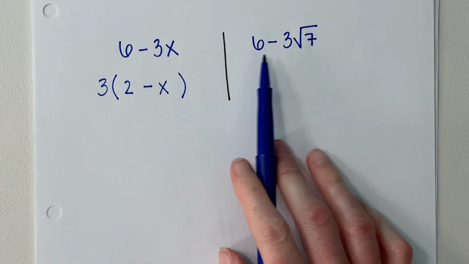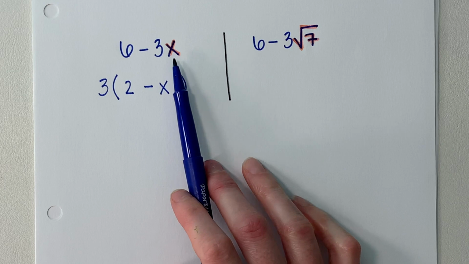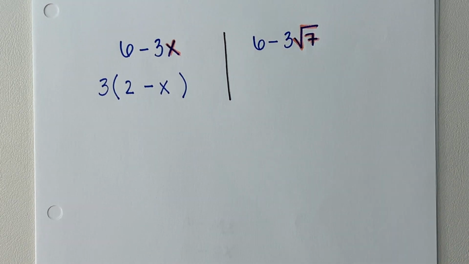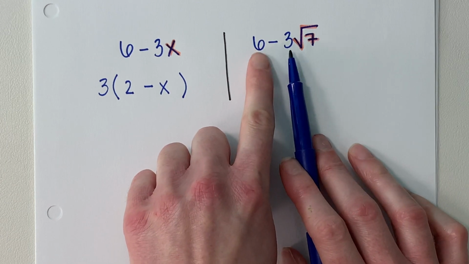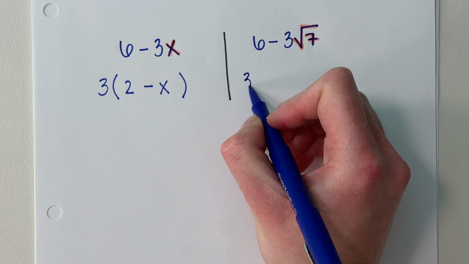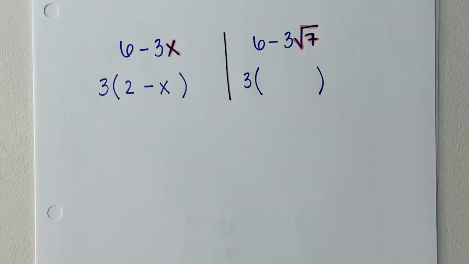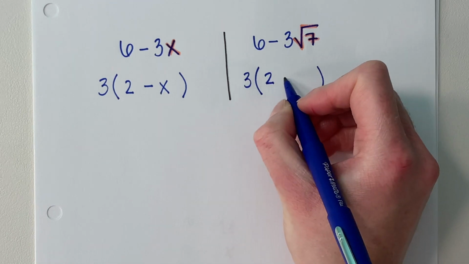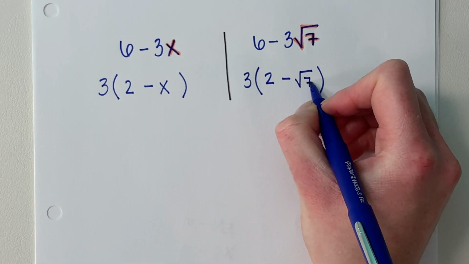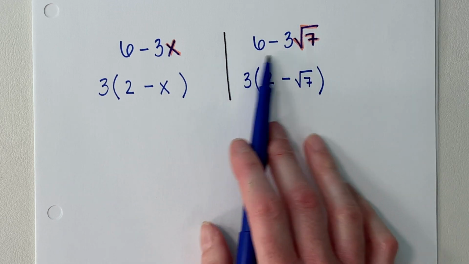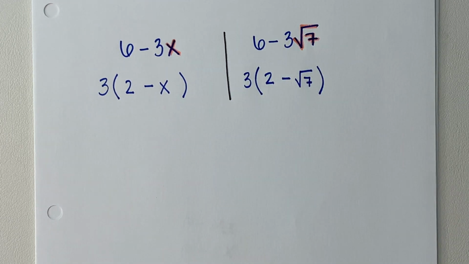Now, this is the same problem. It's just that we've replaced the x with the square root of 7. But to factor this, we do the same thing. We first look at the coefficients and identify the greatest common factor of these coefficients, which would be 3. We put the 3 outside parentheses, and then we can say 3 times 2 will give us 6. And if we take 3 times a negative square root of 7, that will give us negative 3 square root of 7. This expression is exactly what we have written in our numerator on the previous page.